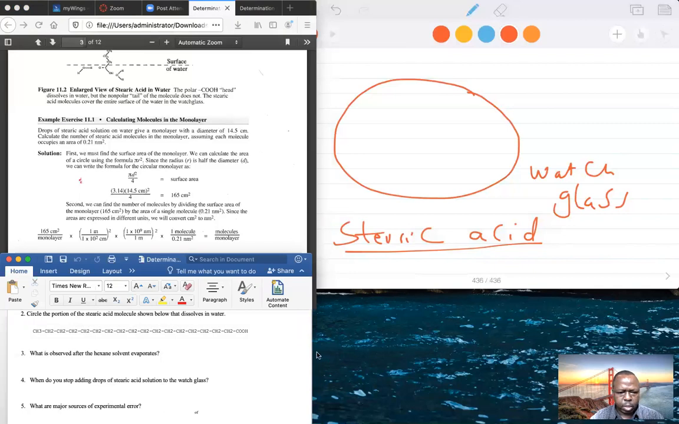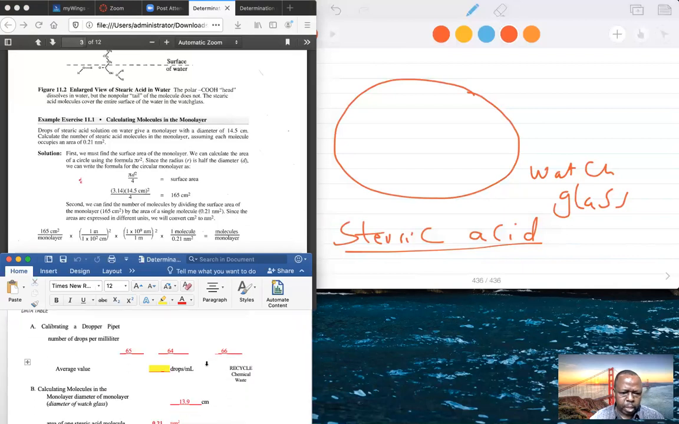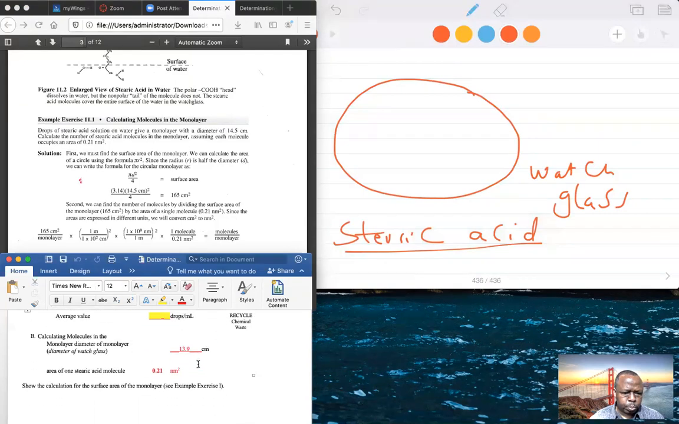the data sheet so that you know. Allow me to fast forward to where the data sheet is. Here, part B right here is calculating the number of molecules. So I'll come back to A. If you know the diameter, you see this diameter of the watch glass. This is your data sheet, by the way. What you see below here is the data sheet online.